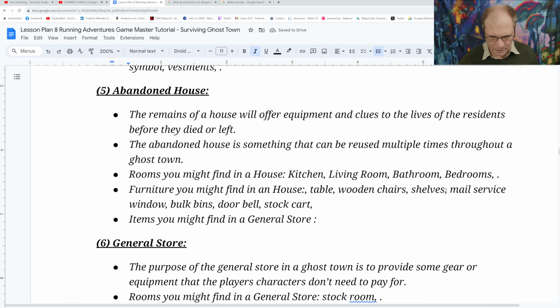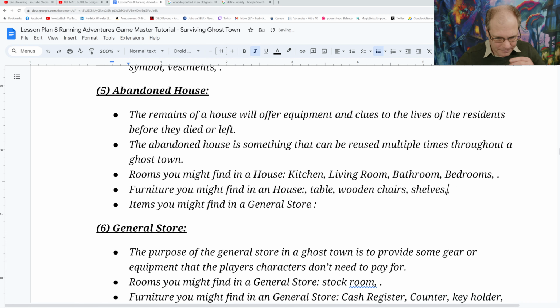Mail service, no. Shelves, wooden chairs, yes. Bulk bins, no. Let's get rid of all that. That's not going to be there. Items you would find in a house? Well, the list is pretty much endless, so everything. I mean, what could you find in a house? Pictures, stirrups, saddle, beds, chairs, dining table. Exactly. It just goes on and on.